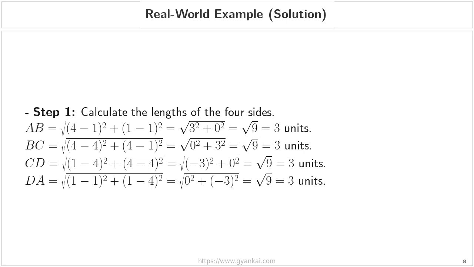Finally, let's calculate the length of the last side, DA. We take the square root of (1 minus 1) squared plus (1 minus 4) squared. This simplifies to the square root of 0 squared plus negative 3 squared, which brings us back to the square root of 9, or 3 units. As you can see, all four sides are exactly 3 units long. However, as we'll see in the next slide, we can't stop here. We still have one more crucial step to perform to confirm this is a square and not just a rhombus.